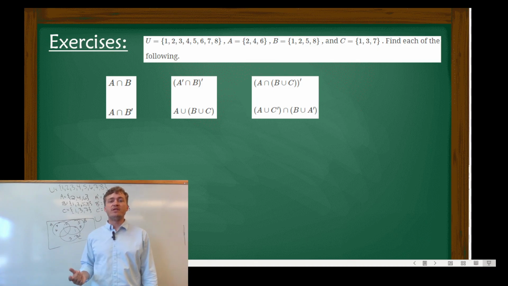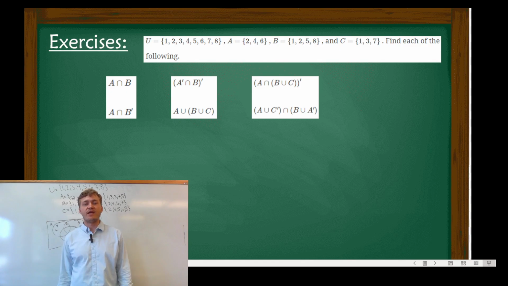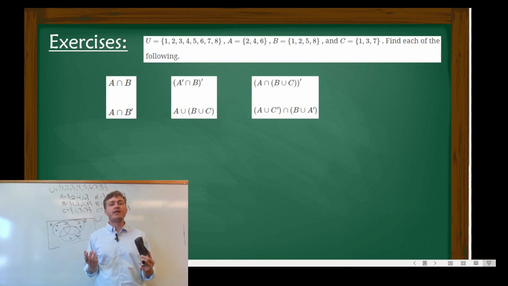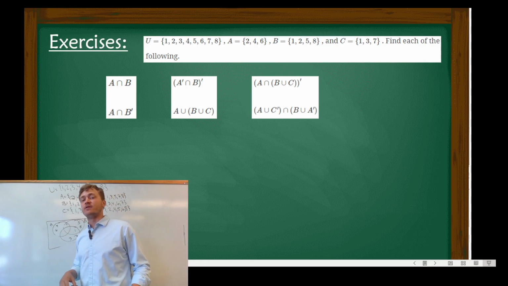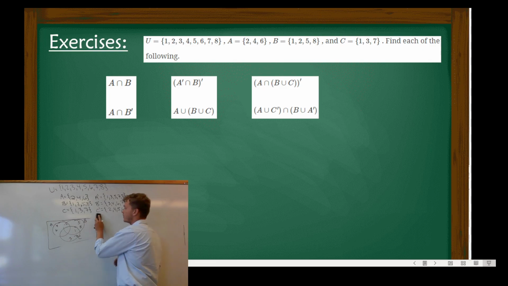And we just found that B union C is everything in B and C: 1, 2, 3, 5, 7, 8. But now we want to intersect that with A, not adjoin it. We don't want to bring A together with B union C. We want to find the intersection of A and B union C. So I'm going to go ahead and erase this here to create more space.